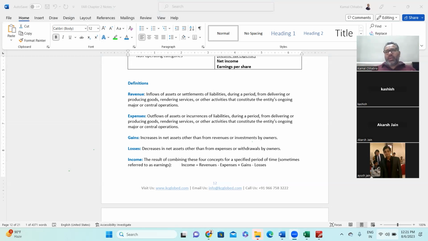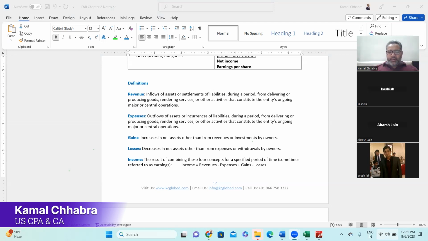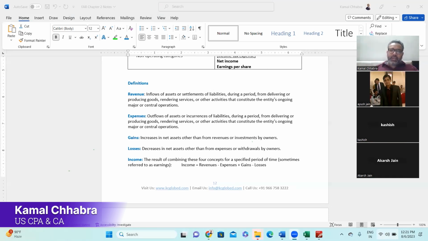So there are a few small definitions: revenue, expense, gain, loss, and income. Nothing which you are not aware of. Revenue, as you all know, is the inflow of assets or settlement of liabilities, either receiving cash or settling a liability, during the period from delivering or producing goods, rendering services, or other activities that constitute an entity's ongoing major or central operations.